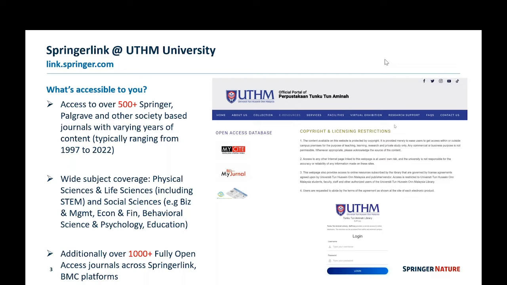The reason why this range of topics was chosen is because these are the niche research and teaching and learning areas of UTHM, and hence the library has very carefully curated the right kinds of titles and journals that are going to cater to the needs of the group of researchers and students in your university.